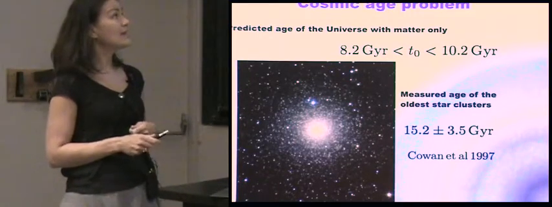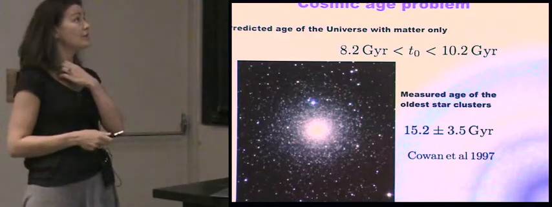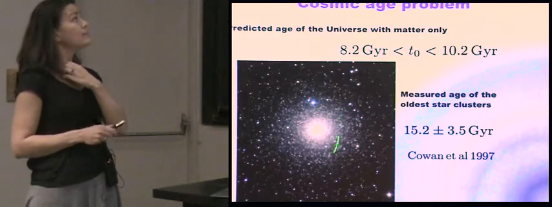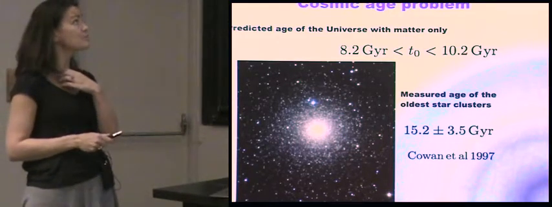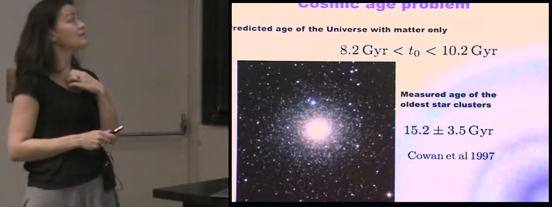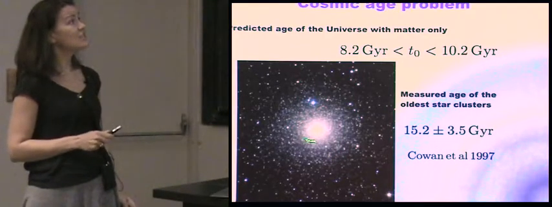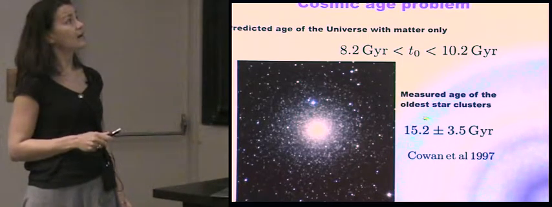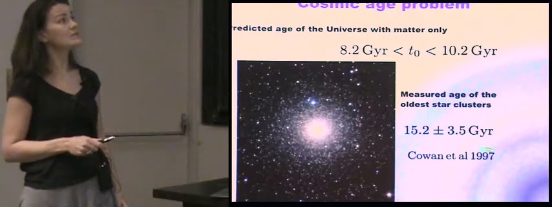But then people making measurements of the age of the oldest stars, so these are globular clusters, billions of stars gravitationally bound to one another that we can make very accurate measurements of the ages of using different methods, were coming up with ages of these stars of 15.2 plus or minus 3.5 billion years. And this was in 1997.